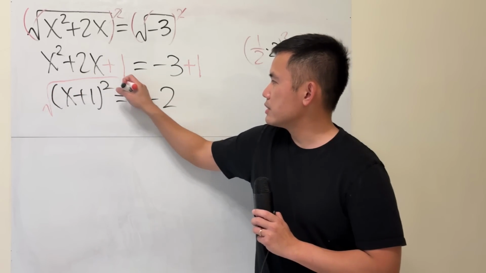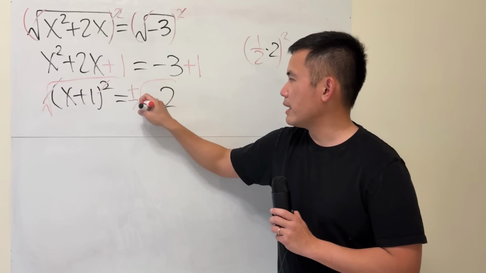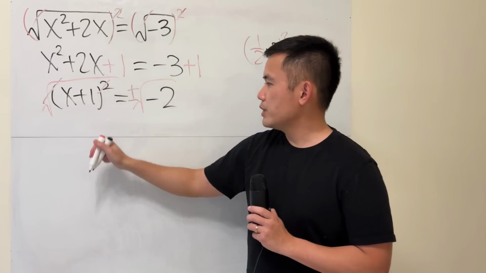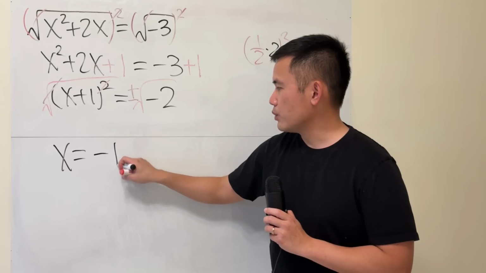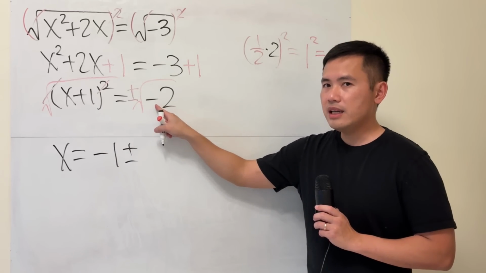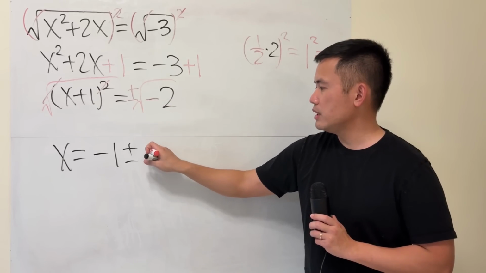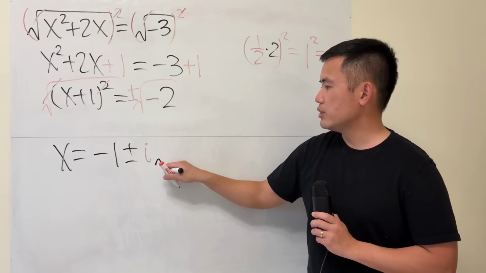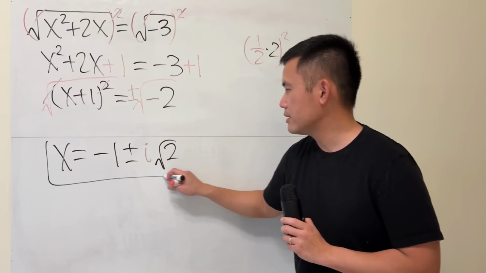Take the square root of both sides, cancel, and then don't forget the plus or minus on the right hand side. So we get x. Bring the 1 to the other side, that's negative 1, and then keep the plus or minus. Square root of a negative 2, this negative inside of the square root will give you the i, and then you just need to multiply that by square root of 2. And there you have it. This is it.